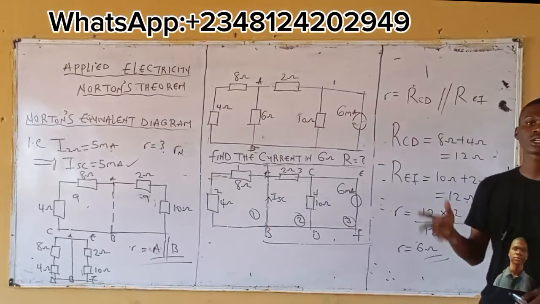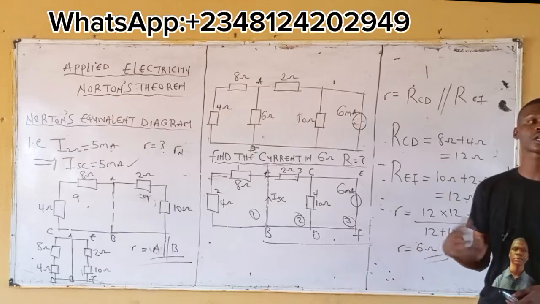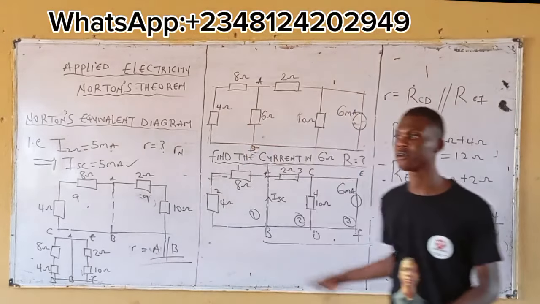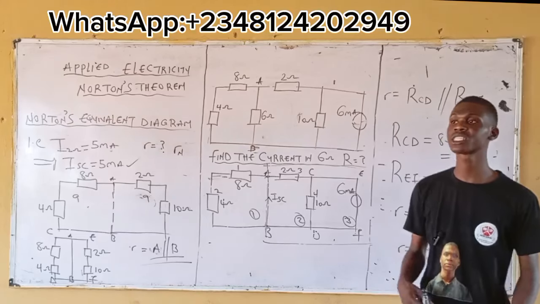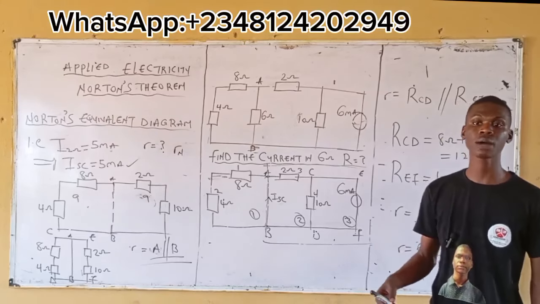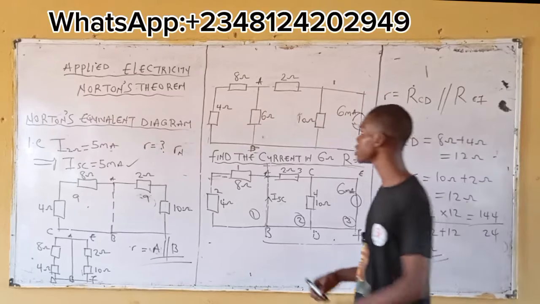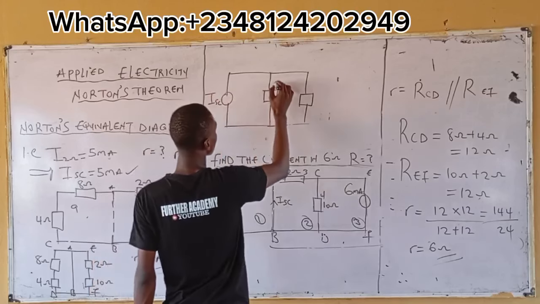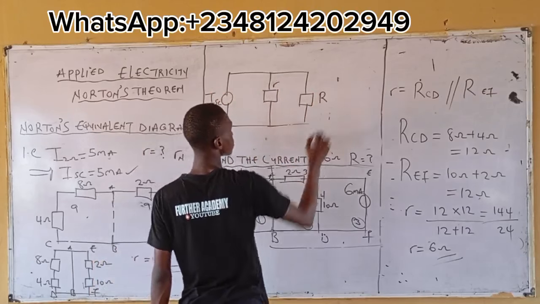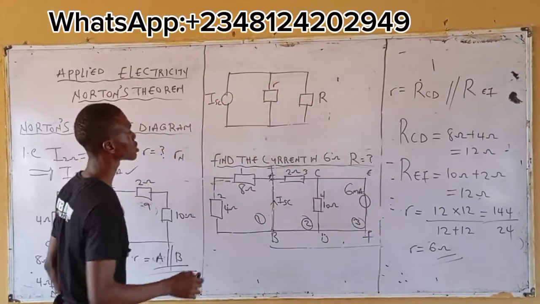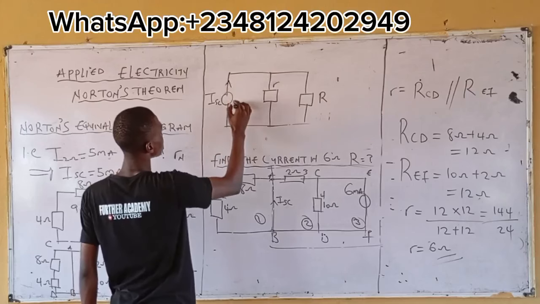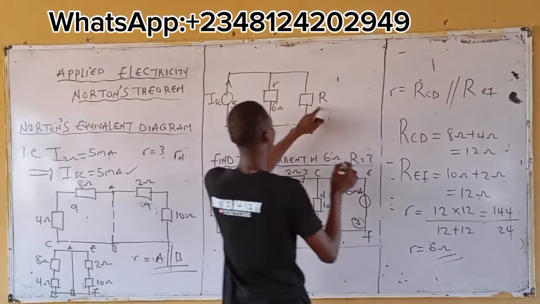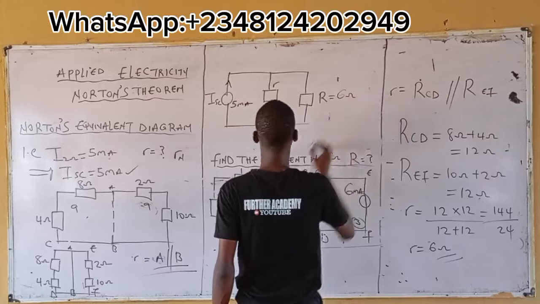Lastly, what are we going to do? We call Norton's equation, or you say Norton's formula. Before then, with the values that you've gotten, try to draw Norton's equivalent circuit. I get what I'm saying? Yeah. ISC. This is R, and this is R. Now let's substitute. My ISC is 5 milliampere. My R is 6 ohms. Then my load resistor is 6 ohms.